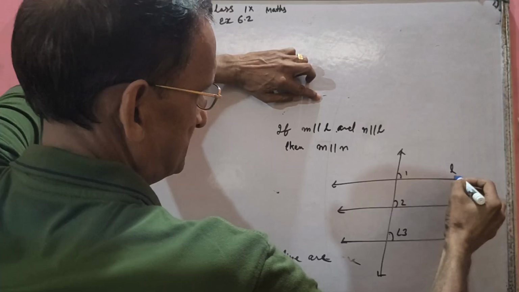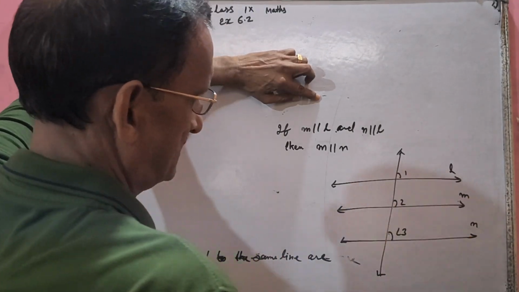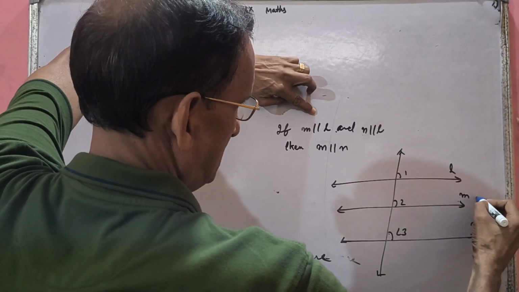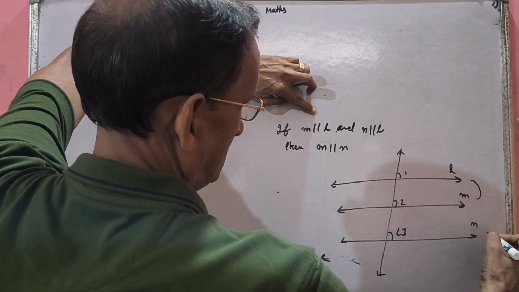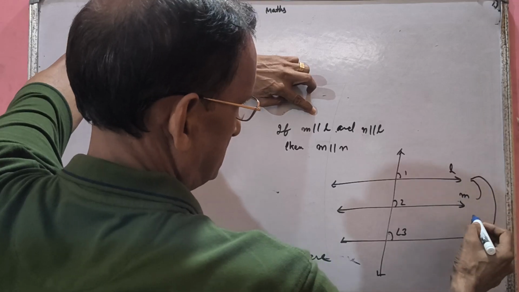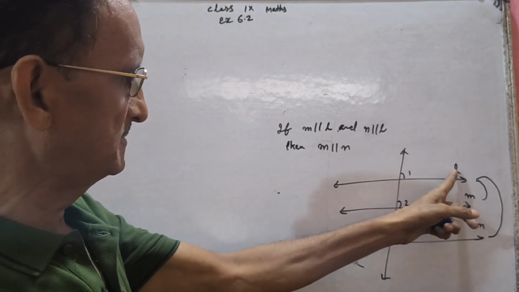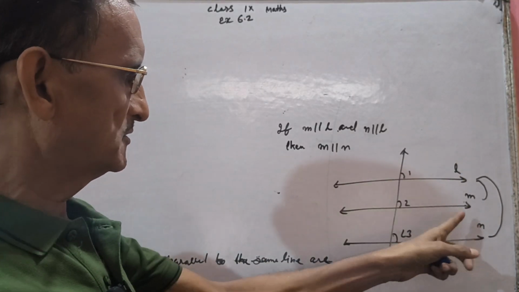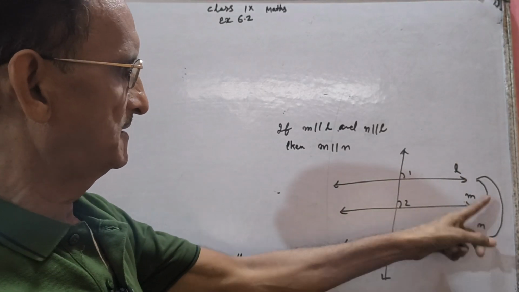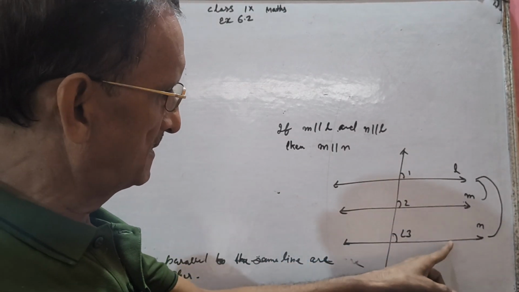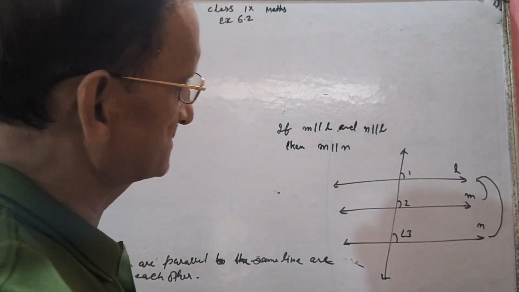See, we have L, M, N as three lines. If M is parallel to L and N is parallel to L, both lines M and N are parallel to the same line L, then the line M will be parallel to N. How will I explain this?